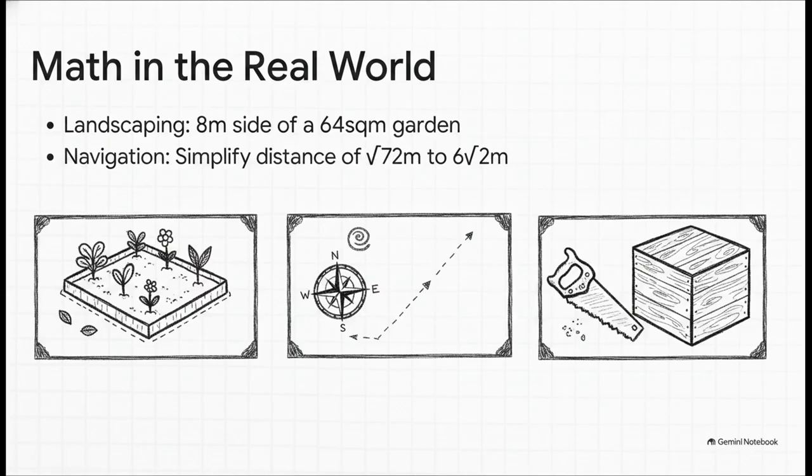meters per side. Or imagine you're measuring a diagonal walking path, and it comes out to the square root of 72 meters. By simplifying that radical, just like we just learned, pulling out that perfect square of 36, you convert it to 6 root 2 meters. That is so much easier to work with. And in carpentry, calculating space for storage boxes means constantly pulling cube roots out of total volumes.